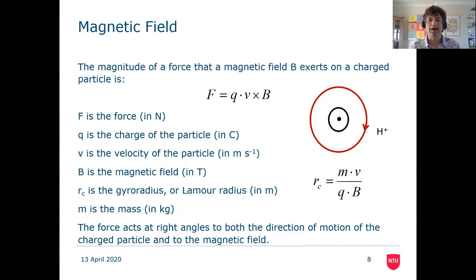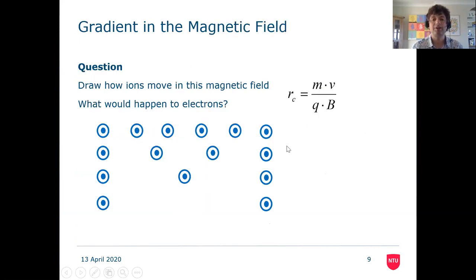So, as we saw last time, we would get charged particles like this ion spiraling around this magnetic field line that's coming out of the board here. And we can work out the gyro radius, the radius of curvature, also known as the Larmor radius. So at the end of last time, I set you this question that seems quite abstract.